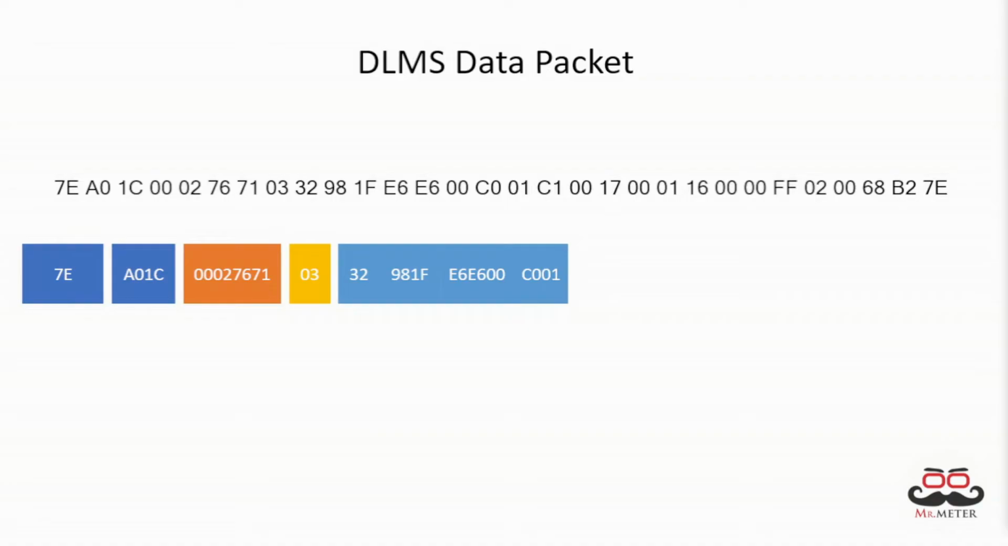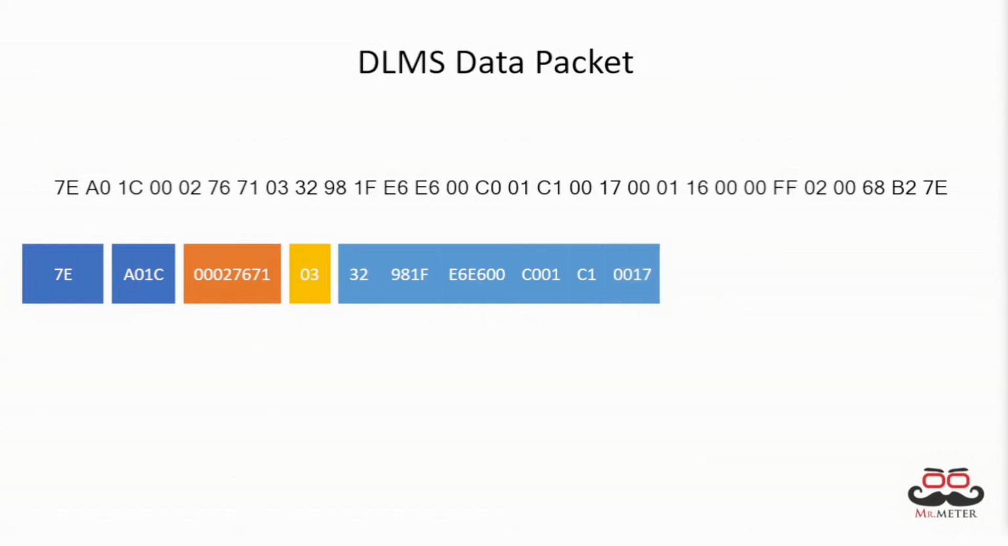Next one is C001, which based on the DLMS standard means GET request normal. This segment means that the request type is GET and it is a normal GET. There are several types of GET requests. For example, normal means that for requesting data on every attribute or logical name, you need a separate request. The C1 that comes after is the invoke ID and priority segment, which means that the priority is high, service class is confirmed, and the invoke ID is 1.